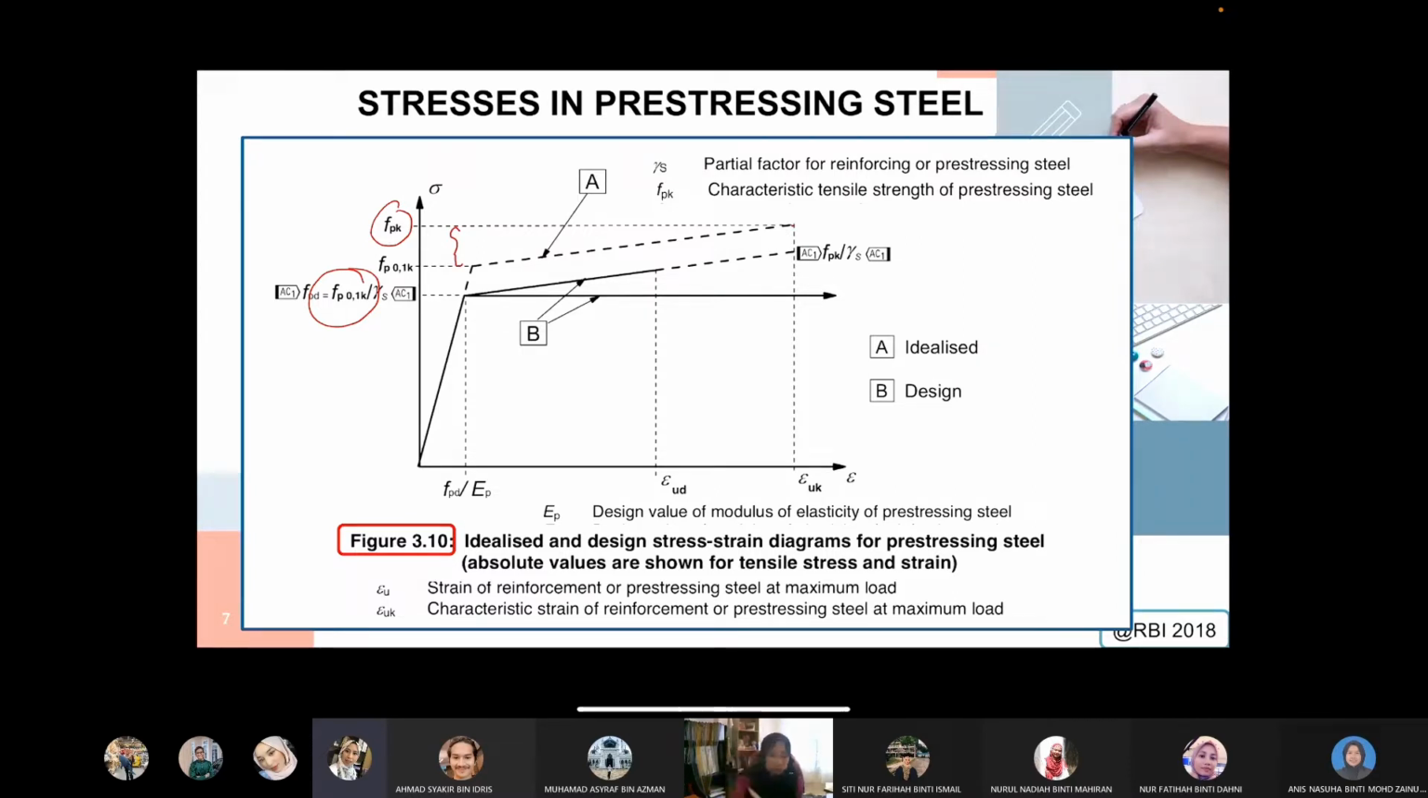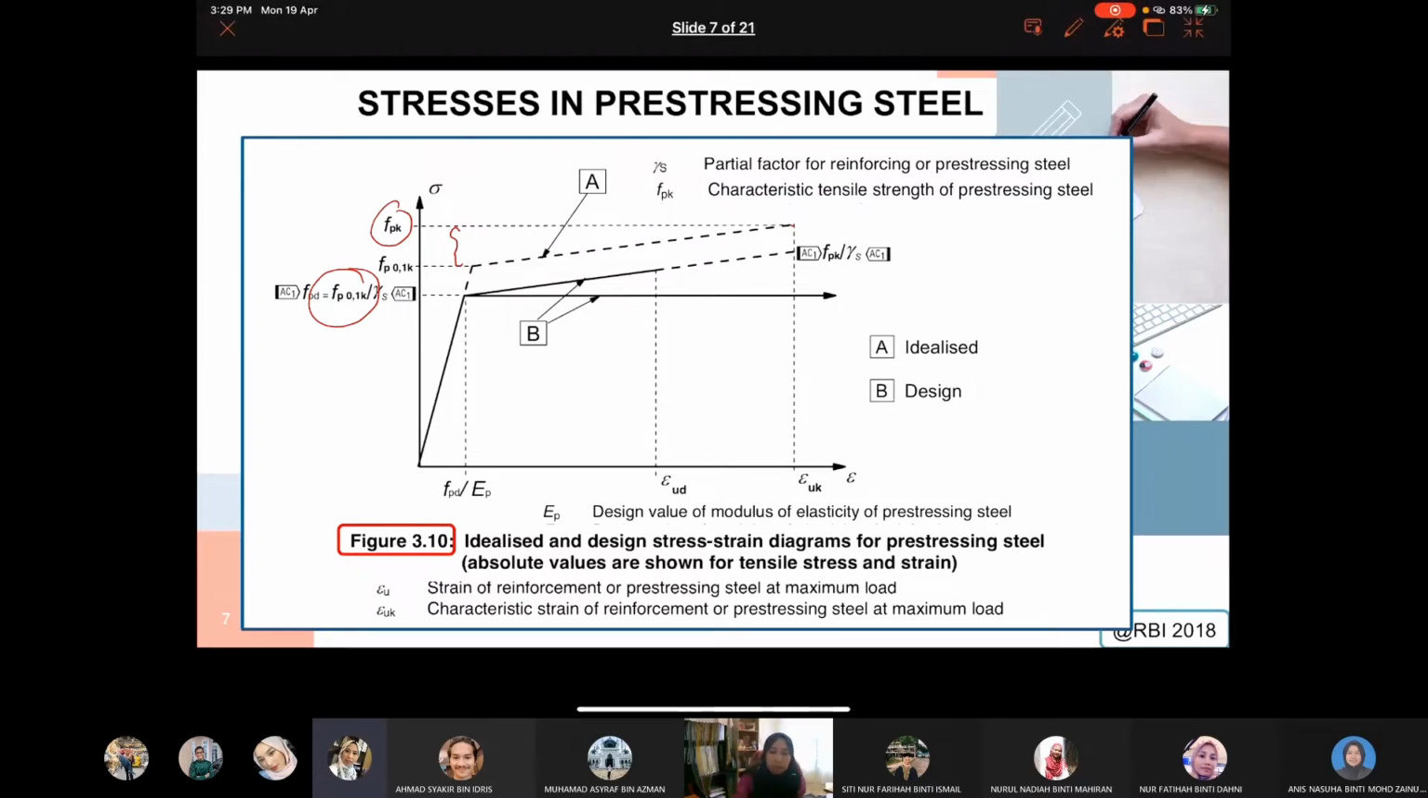In terms of what we call empirical data, when you do the proof stress testing, you stress, you release, you stress, you release, about 100 cycles or so, then you will get how much is the reduction of the stress. So it will reduce.